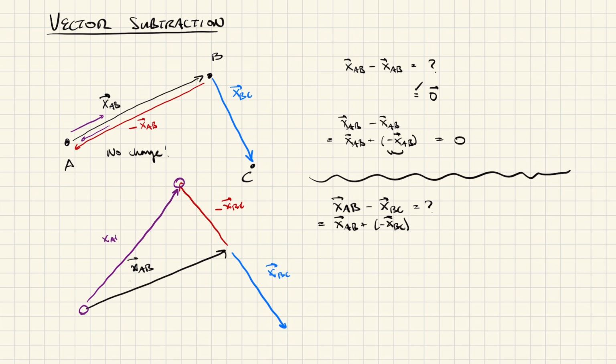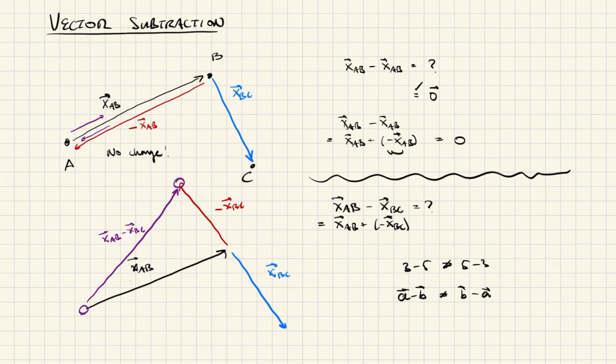It's important to note that while vector addition is commutative, vector subtraction is not commutative. This is also true for scalar subtraction, right? Like if you do 3 minus 5, that's not the same thing as 5 minus 3. Generally speaking, vector A minus vector B is not the same as vector B minus vector A. All right, that's really all I have for vector subtraction as well.